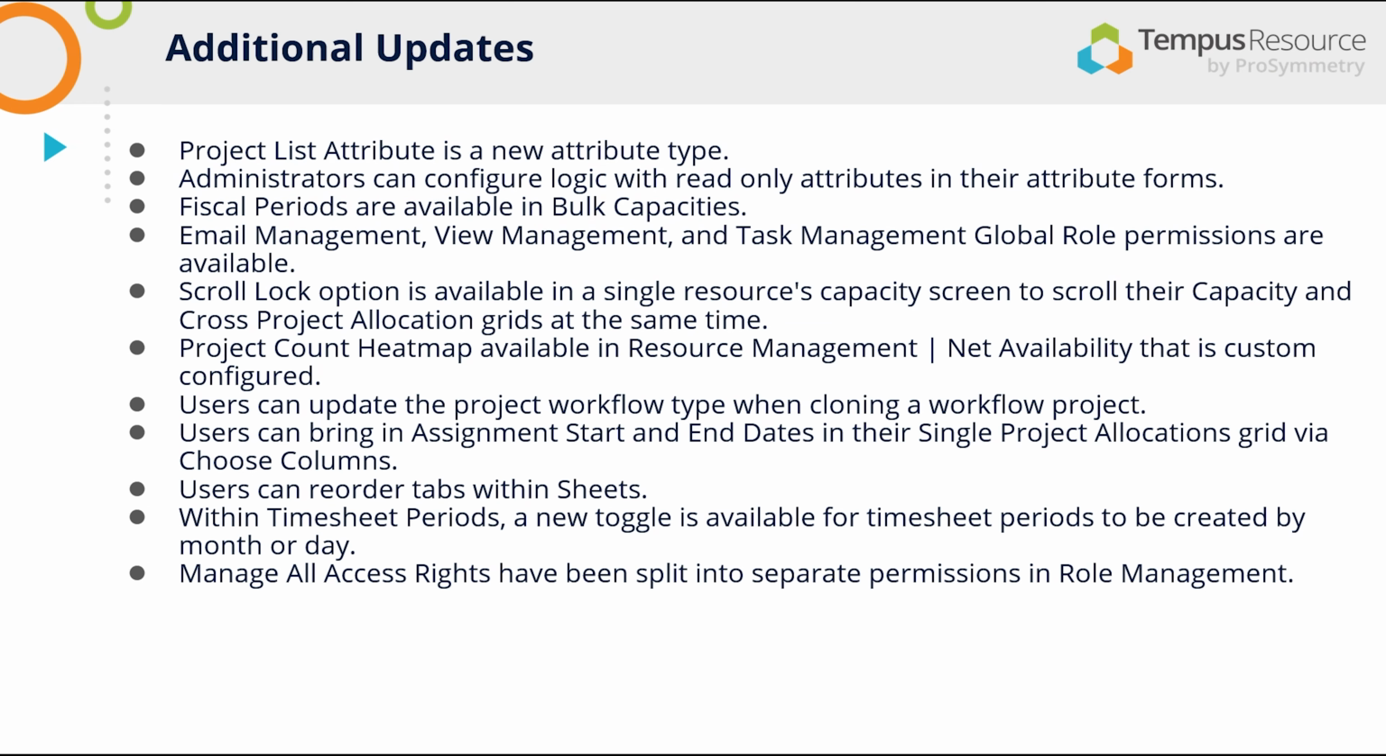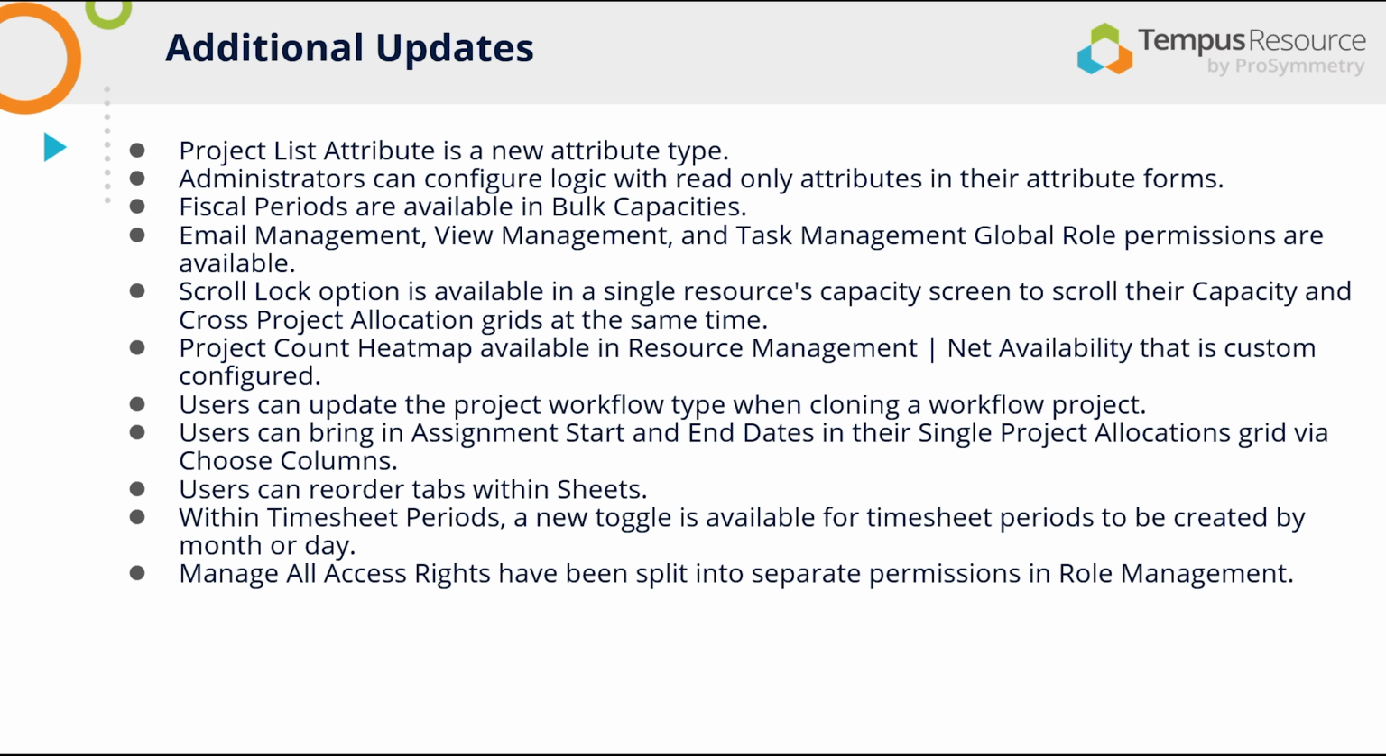There are also some additional updates within this version. There is a project list attribute that users can select multiple projects from, which is populated from their project list and project management. Administrators can configure logic with read-only attributes in their attribute forms. Fiscal periods are now available in bulk capacities. Email management, view management, and task management now have global role permissions.